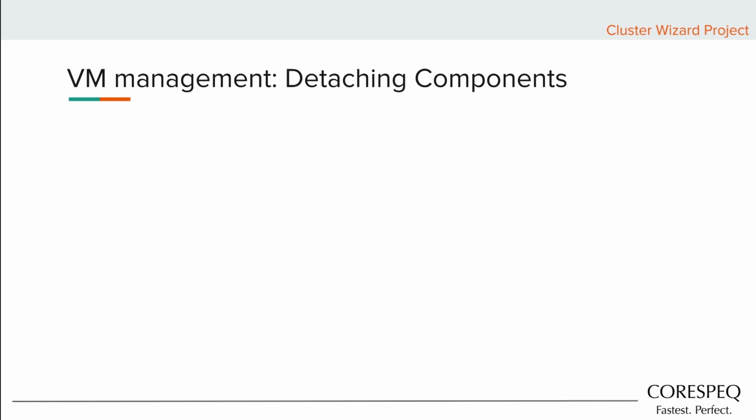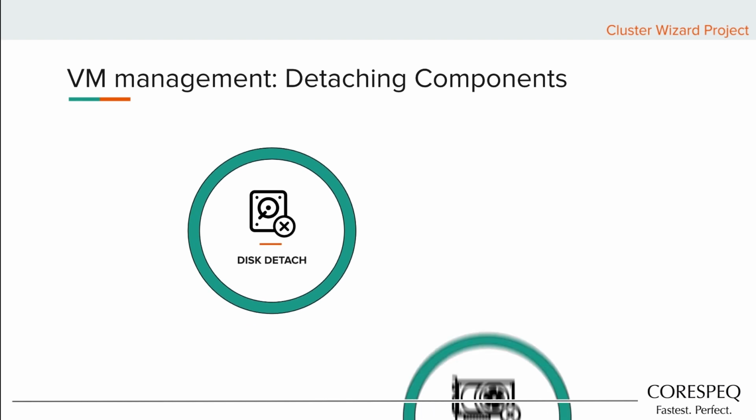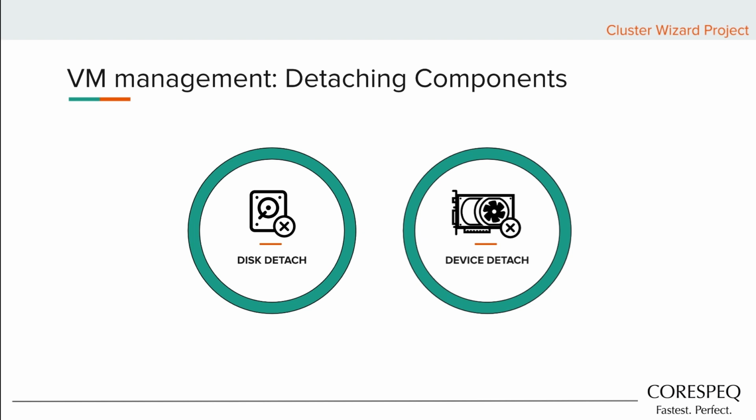VM management, detaching components. In this section, we will have a look at detaching components from a VM. To do so, we will use the VM disk detach command to detach the disk, and use the VM host dev detach command to detach the device. Let's have a look at the syntax for the VM management commands used to detach components.